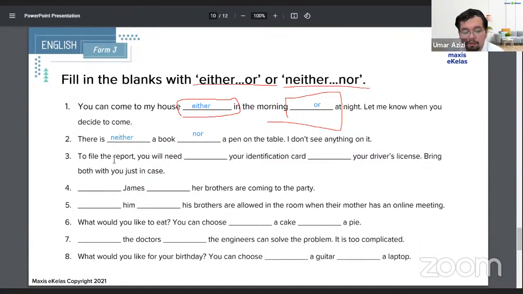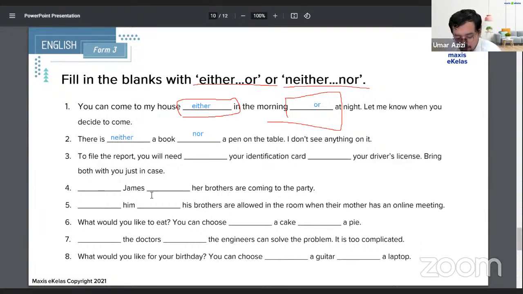Okay, number 3. To file the report, you will need something, your identification card, something, your driver's license. Bring both with you just in case. So we have 2 spaces there. To file the report, you need either or neither nor. Which one is it for question number 3?